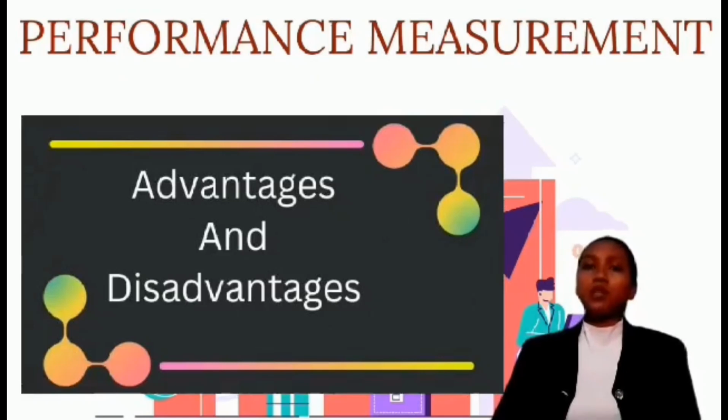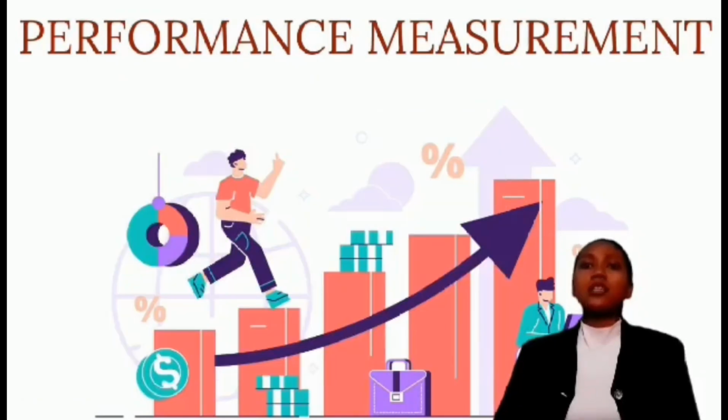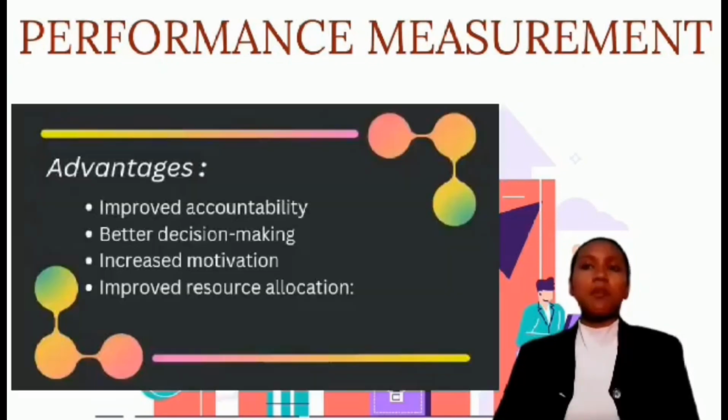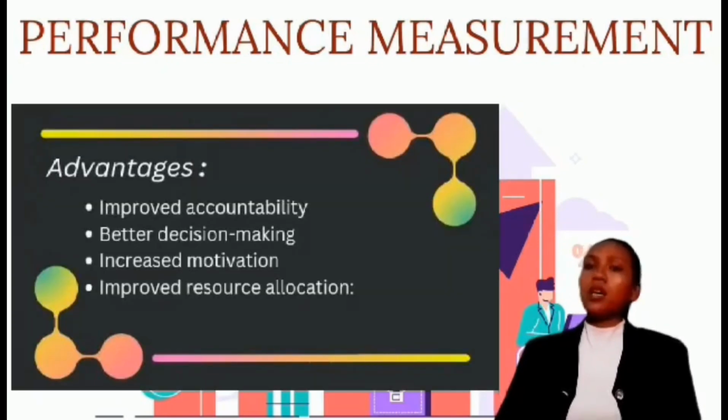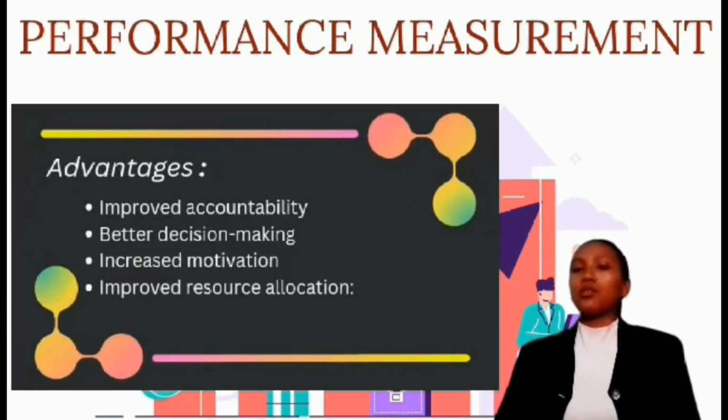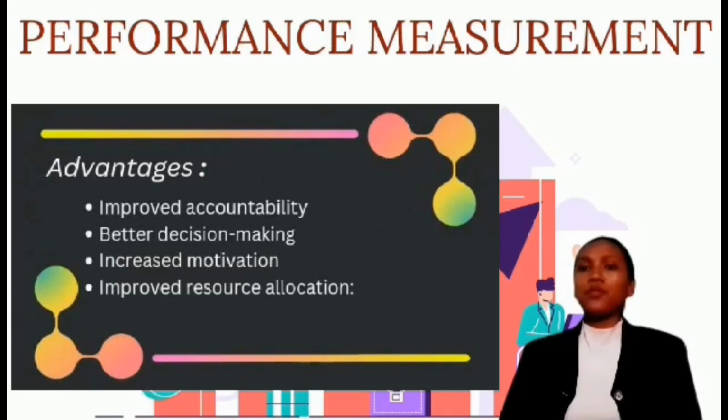So, in performance measurement, there are advantages and disadvantages. A performance measurement system can improve accountability, decision-making, motivation, and resource allocation. So, there are some advantages. First is improved accountability. It provides a straightforward way to track progress toward goals and identify areas of strength and improvement. This can help individuals and organizations take responsibility for their actions and outcomes and take steps to improve performance.